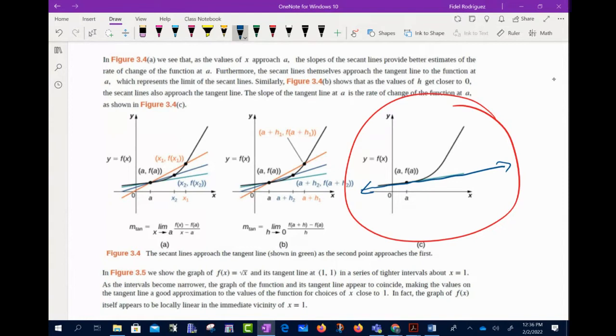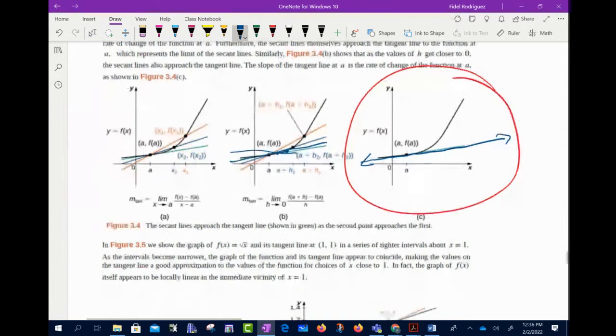Because what we're doing is, in essence, we're saying, let's pick values that are closer, and let's do another one that's closer, so on and so forth, right? So we're taking almost like little limits, right? We're getting closer and closer to that value a, and then we're finding the slope of the tangent line right there.